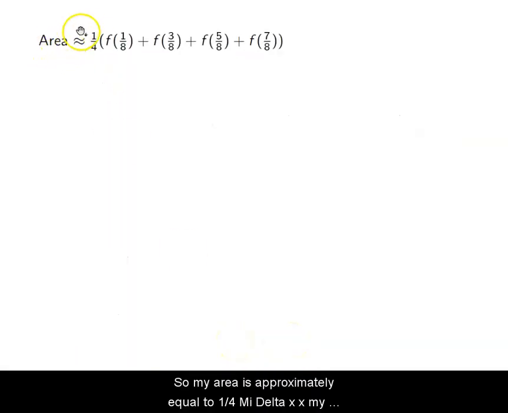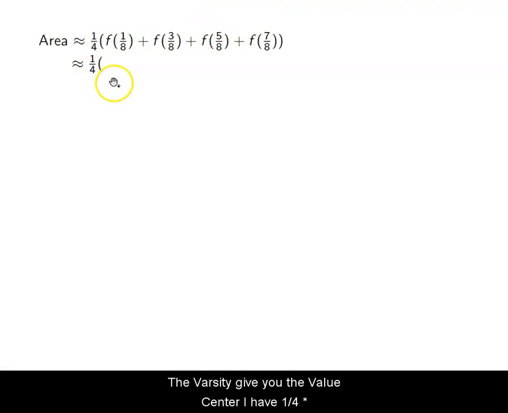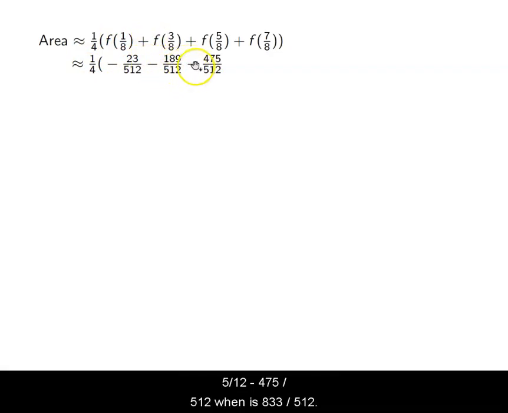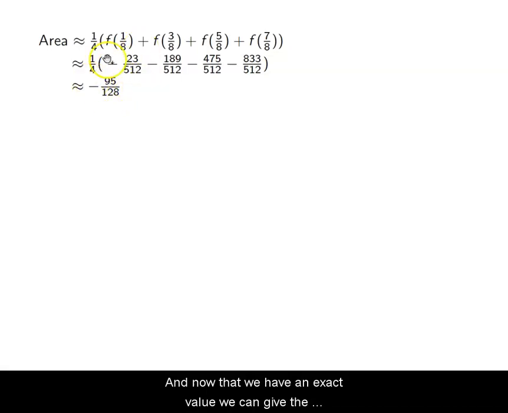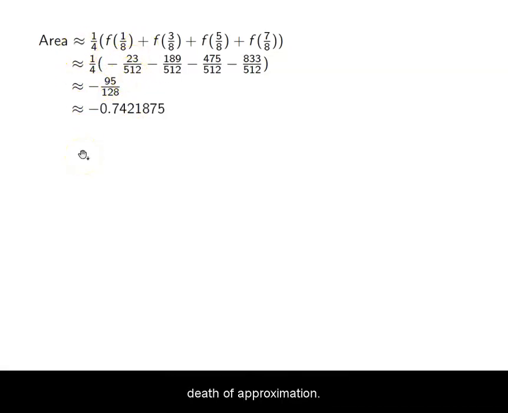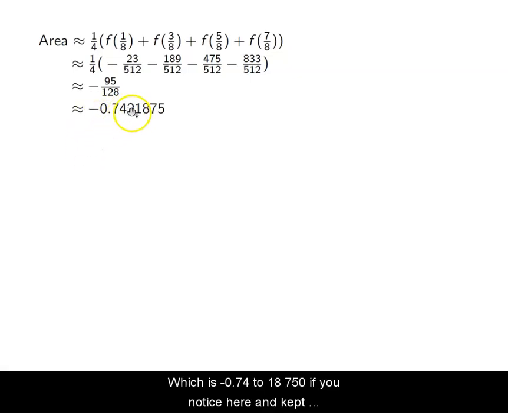So my area is approximately equal to 1/4, my delta x, times my x bars, xi bars, being plugged into my function. So if I actually give you the values here, I have 1/4 times negative 23 over 512, minus 189 over 512, minus 475 over 512, minus 833 over 512. All have a common denominator. So this comes out to negative 95 over 128. And now that we have an exact value, we can give the decimal approximation, which is negative 0.74211875.